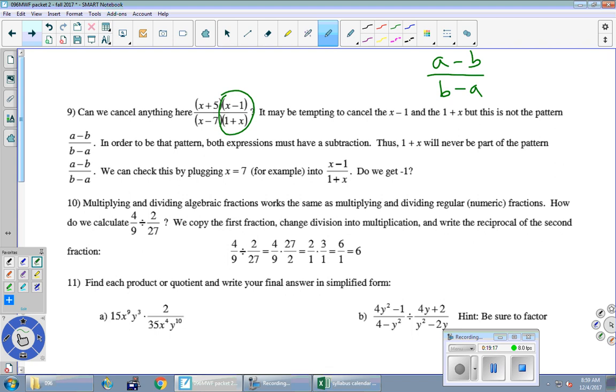So on the bottom, it's tempting, 1 plus x, but it's not right. The only time we're going to have this pattern is if you have a subtraction or a negative sign in both of the factors. So we can't do anything with this. It is simplified or reduced.